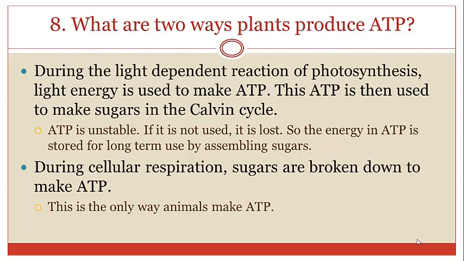In animal cells, this is the only way that they make ATP. They don't have any photosynthetic pigments to make ATP. So ATP for animals only comes from cellular respiration, but for plants, it comes from absorption of light energy by pigments and from cellular respiration and breaking down sugars.